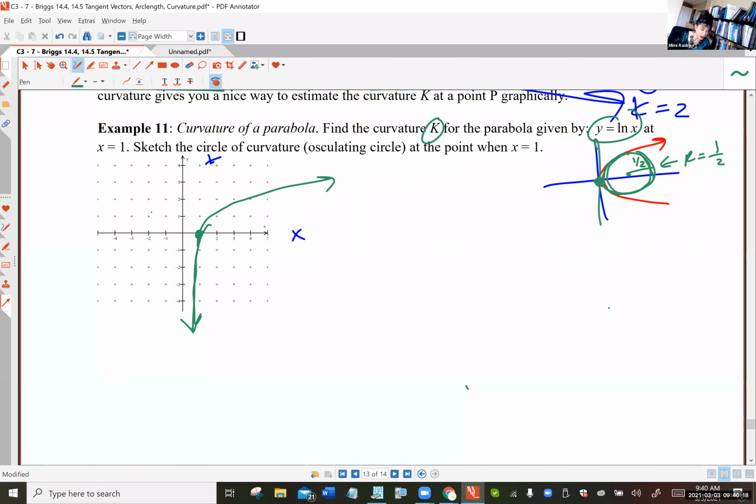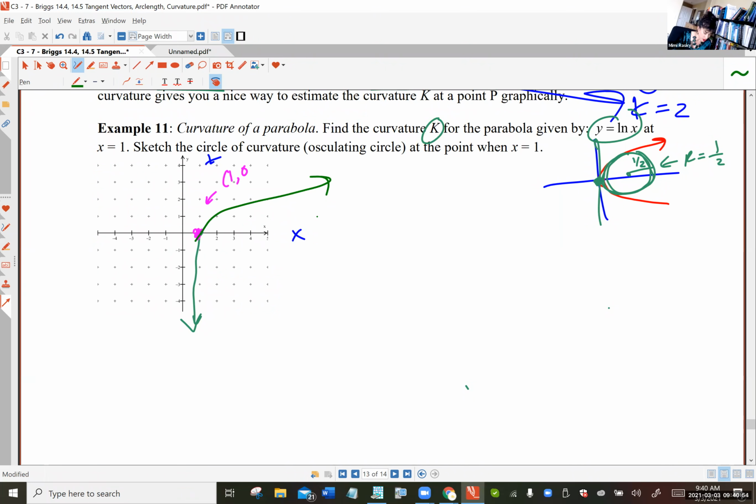So first, that's when x is equal to 1. When x is equal to 1, this point is 1, and then ln of 1, which is 0. So 1, 0 right here. Let's put it right here. Okay, so that's our goal for this wacky curve.